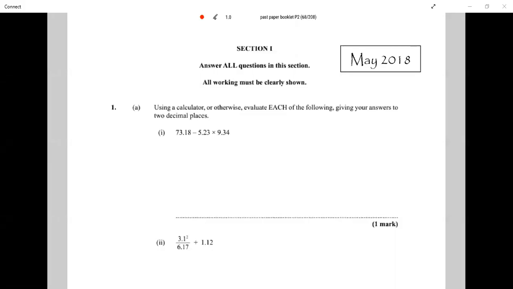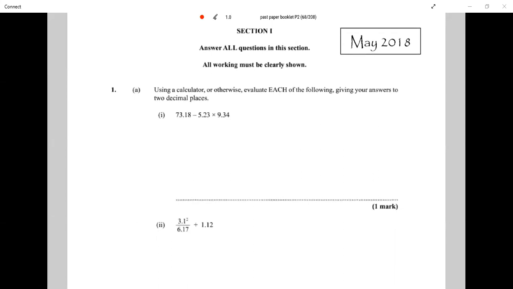All right, so May 2018, question number one. A says, using a calculator or otherwise, evaluate each of the following, giving your answer to two decimal places. For this, you could just put it in a calculator and press equal, because you were told using a calculator or otherwise. So let's put it in a calculator.